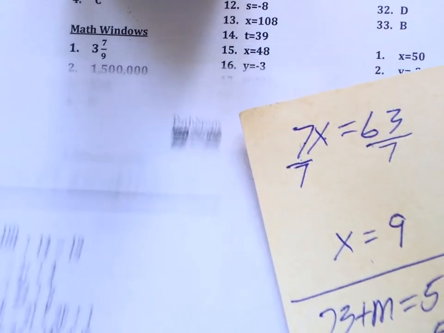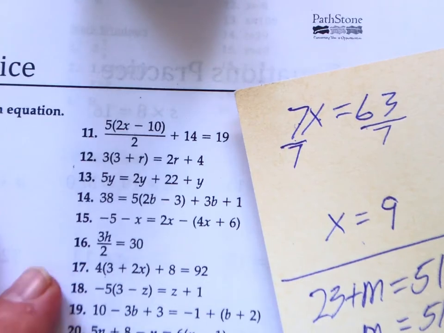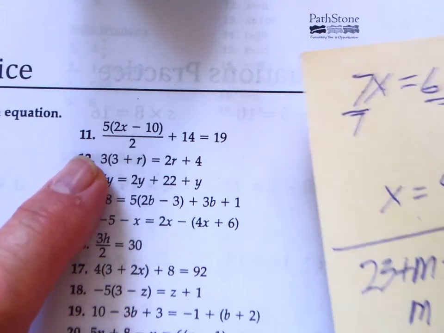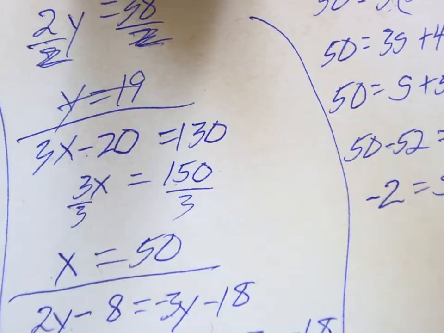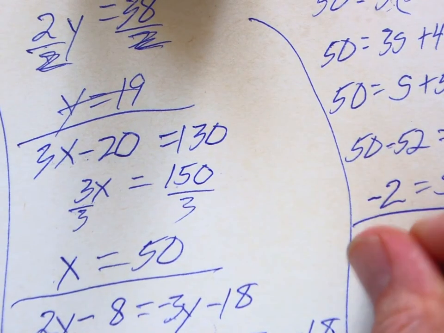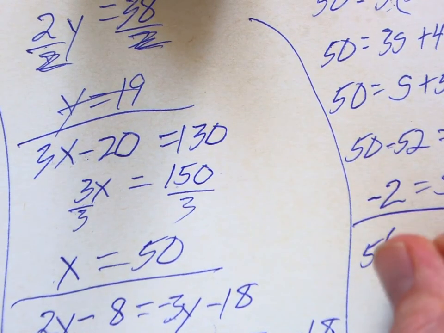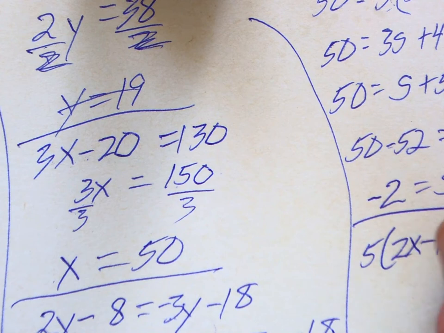Okay, any other interesting ones? Number 11 is pretty interesting. Look at that one. That looks kind of hairy, so we're going to try number 11. There, yeah, where is it? Up there in case you don't have your papers with you. That's what I got. So I'm going to copy it over here. 5 times parentheses 2x minus 10.